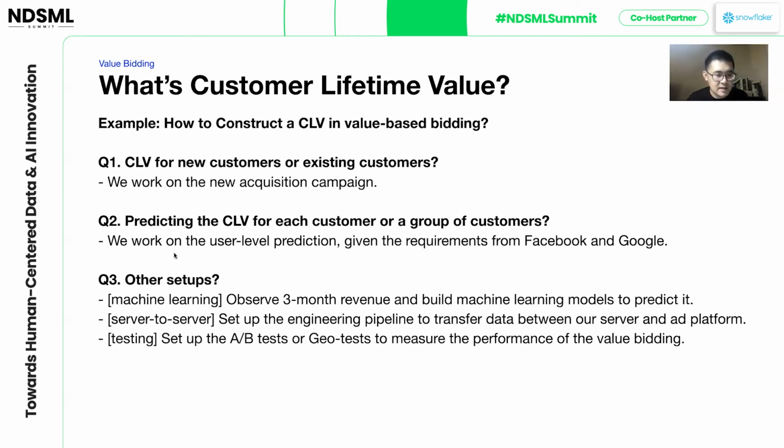Some other setups, as question 3, we have 3 months revenue. We build a machine learning model to predict that within Stitch Fix. We share these values through a pipeline called server to server, meaning the Stitch Fix server, our company server, sending to the Facebook or Google server. So this is a communication of data. And then lastly, we have a setup for A/B test or geo test, because at the moment, Google doesn't support A/B test at the user level for our customer value bidding. However, Facebook supports A/B test at the user level for our user bidding.